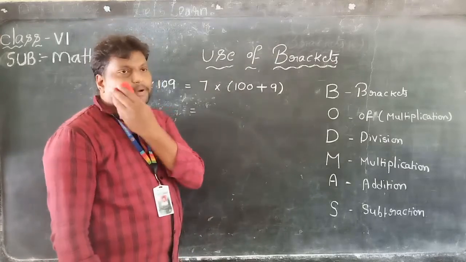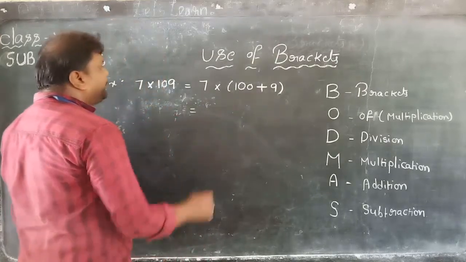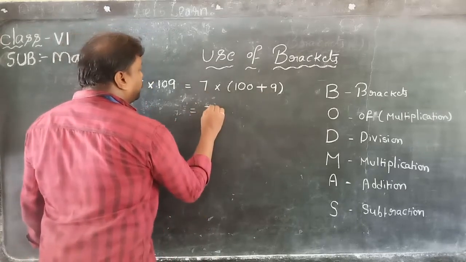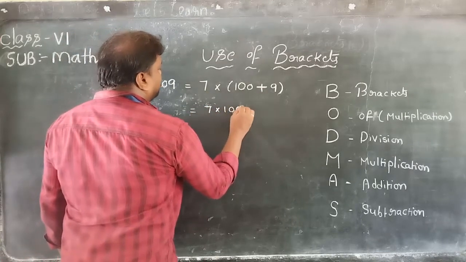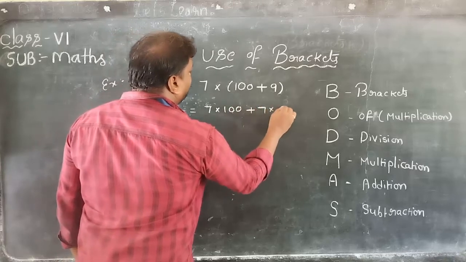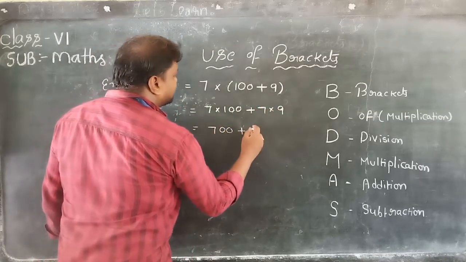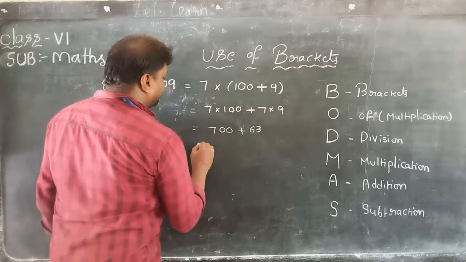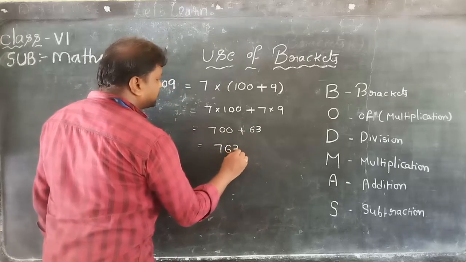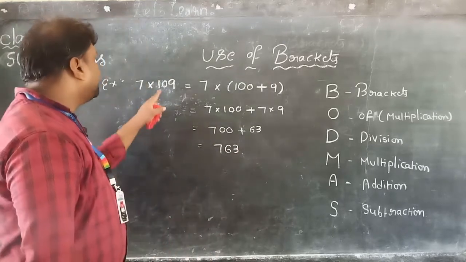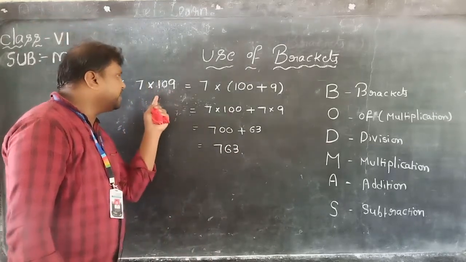What is the distributive property? A into (B plus C) means 7 into 100 plus 7 into 9. 700 plus 7 9s are 63. Finally, what is the answer? 763.